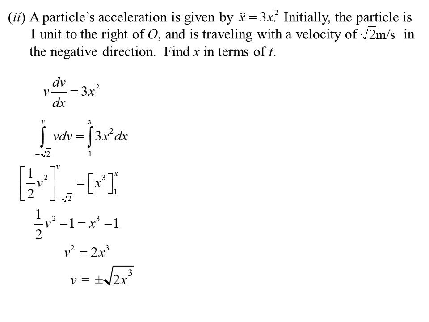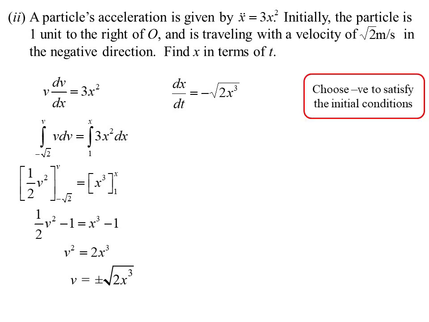Now we want to get displacement in terms of time, and we know velocity is dx/dt. But you'll notice I didn't write plus or minus, I just wrote minus. I have to make a choice as to which one I'm going to pick. Why did I choose the minus? Well, the initial conditions need to satisfy my problem. And the initial condition was it was traveling in the negative direction. So when I substitute in the value, I need to get a negative velocity. So it's the negative velocity I want to use for this problem.